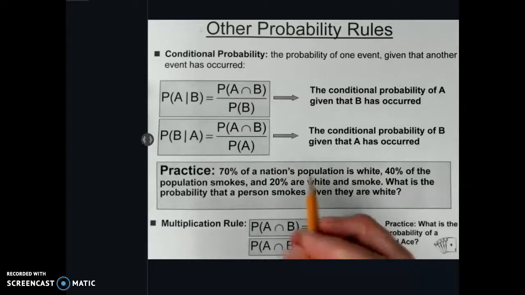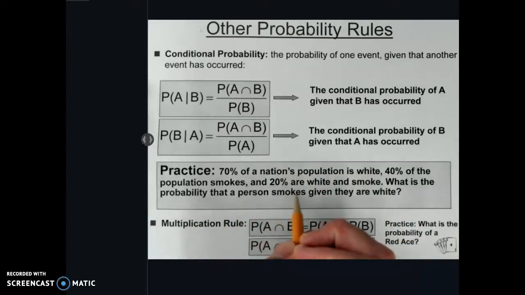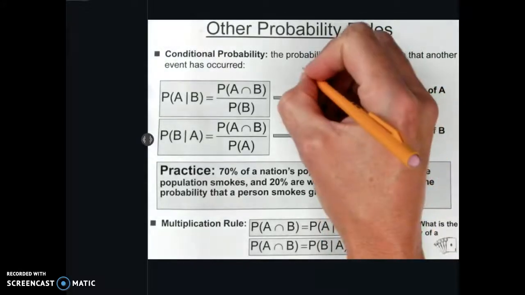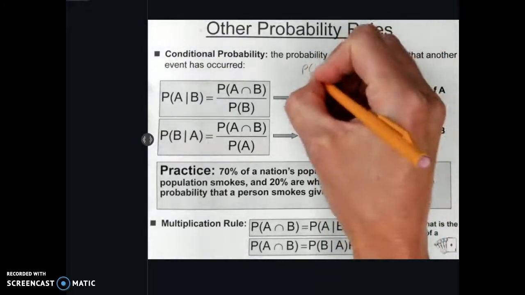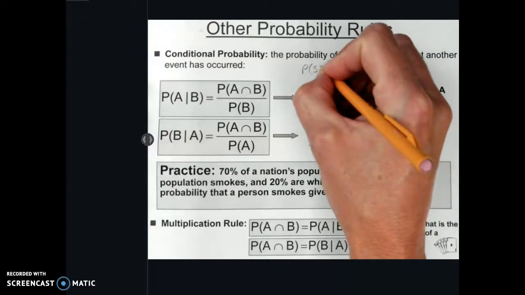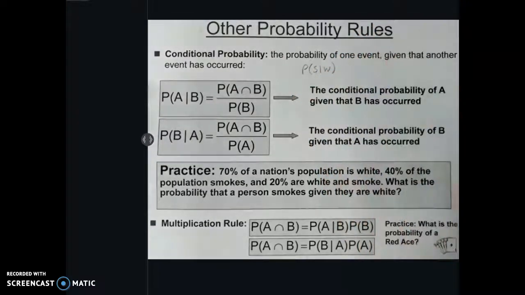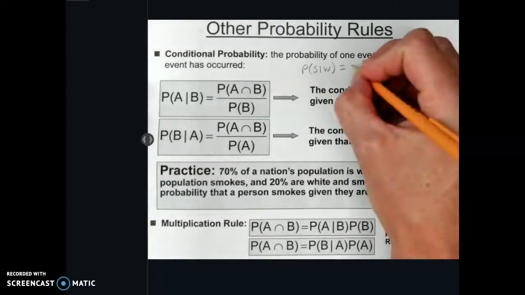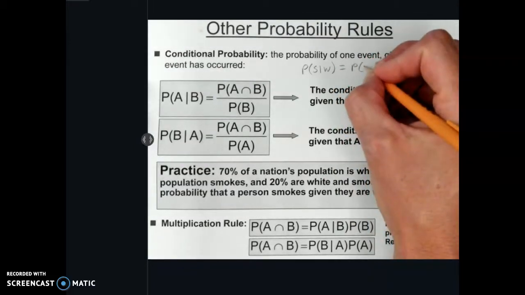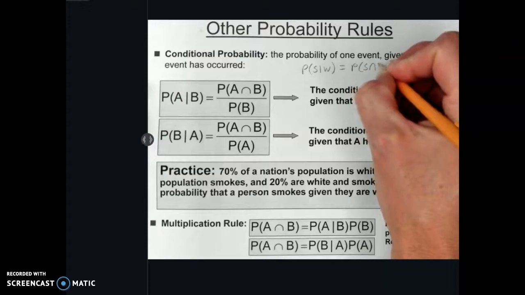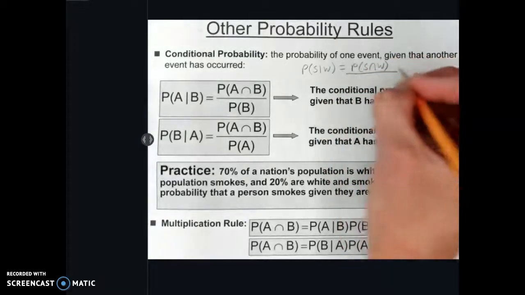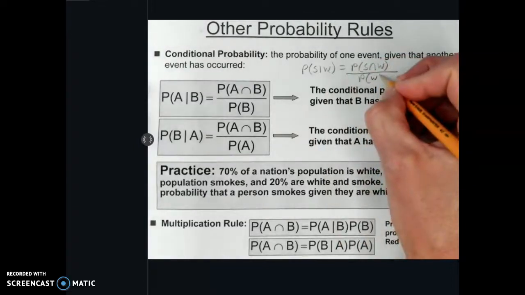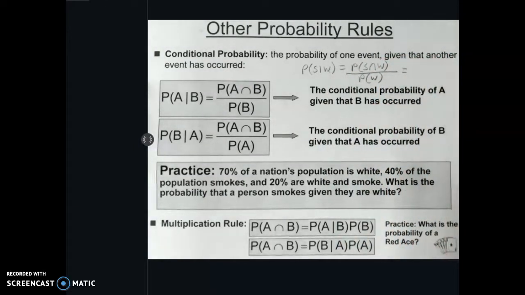Let's rewrite this in terms of our example. So we want to know the probability that a person smokes given that they are white. So I'm going to put up here the probability that the person smokes given that they are white. And that will equal the probability of the intersection of smoking and being white divided by the probability of being white. Okay. And we can plug in the numbers here.